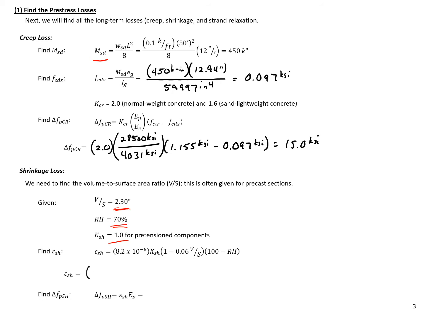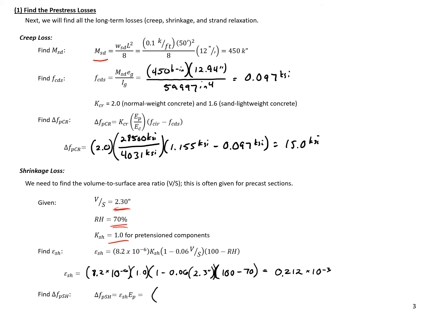So here we have 8.2 times 10 to the negative 6 times 1.0 times 1 minus 0.06 times 2.3 inches, sorry, I need to close that parenthesis, and then 100 minus 70. And we'll get a shrinkage strain here equal to 0.212 times 10 to the negative third.